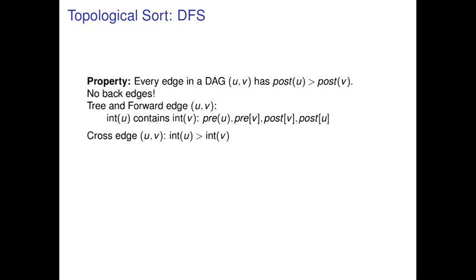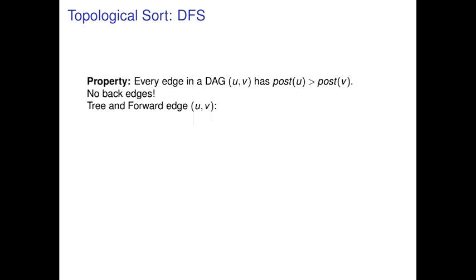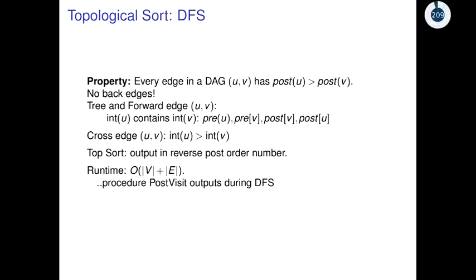So where should you put U relative to V? Before it, right? So if you output a reverse post-order number, now you know that every arc always goes from a higher post-order number to a lower post-order number. So every arc will go in the right direction, from the earlier vertex that you output to the later one.